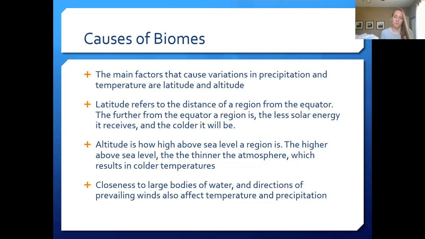And then closeness to a large body of water, as well as the direction of prevailing winds, also affects temperature and precipitation. If you are close to a large body of water, your temperature is more moderate. It's regulated by that large body of water. And if you are downwind from a large body of water, you can expect a lot more precipitation.